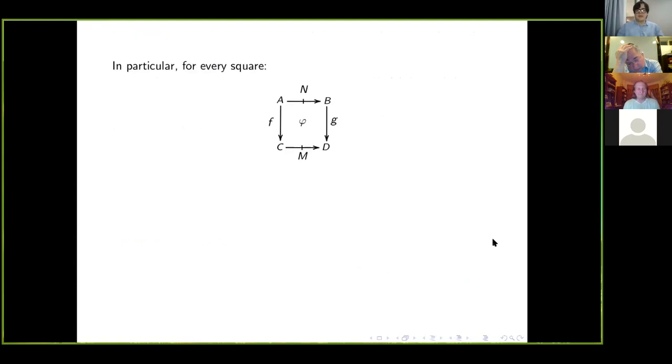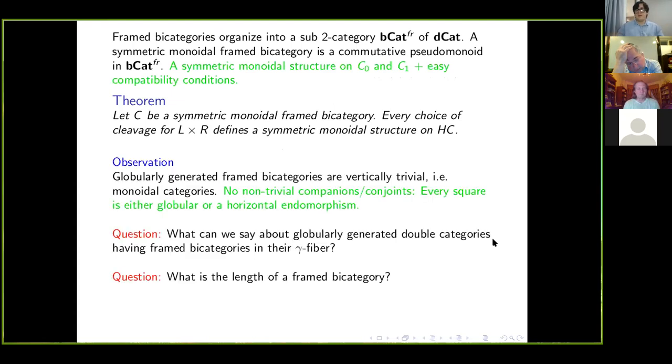But that's not that bad. We had double categories indexed by globularly generated double categories. This says that in general, we can't expect the bases of this fibration to be frame bicategories. But they obviously always represent some frame bicategory when they do. Every frame bicategory has a globularly generated base. So the question is, can we say anything about globularly generated double categories that are the globularly generated piece of a frame bicategory? Can we say anything about the bases of this fibration gamma of frame bicategories?